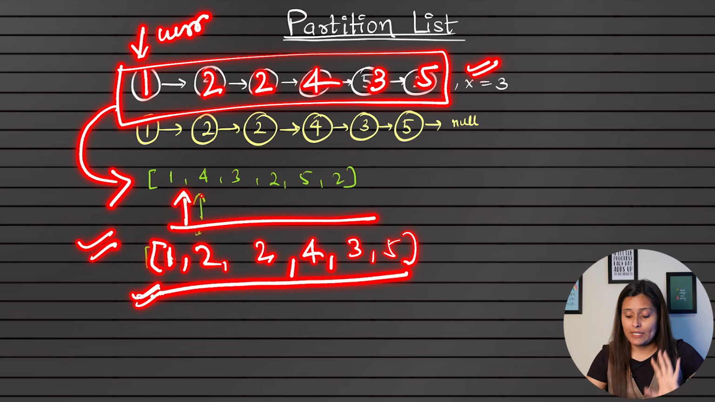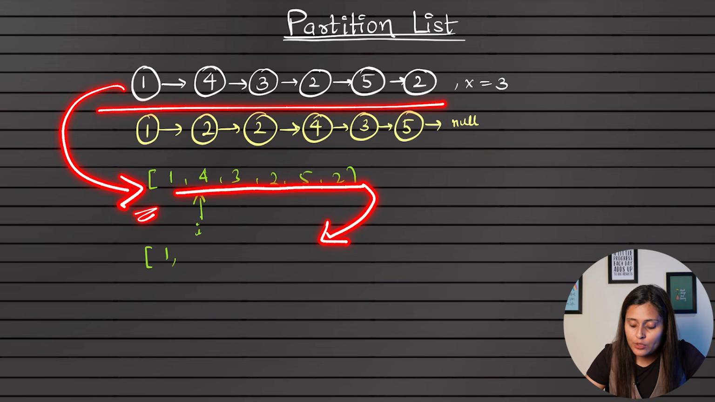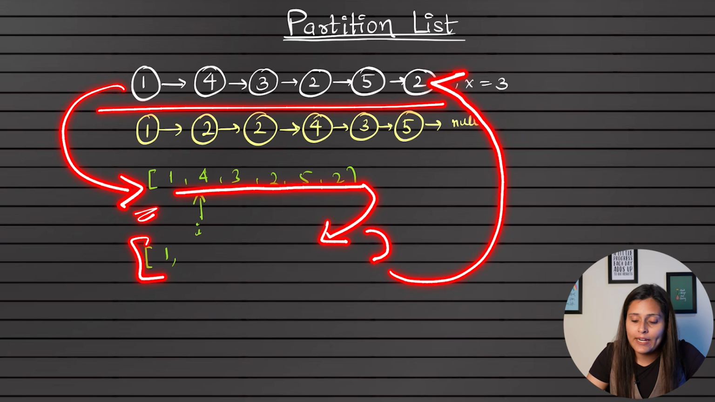So what is the time complexity? First O of n to read the values and put them inside this, further O of n to read the values and put them in that order, correct? And then further O of n to override the values.